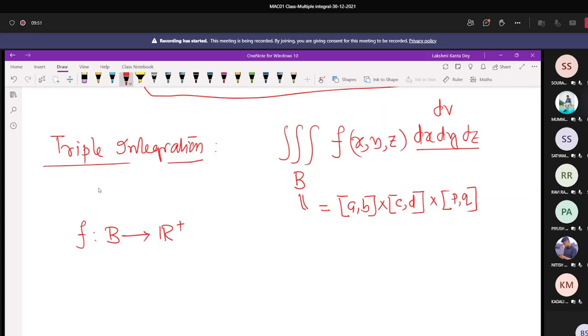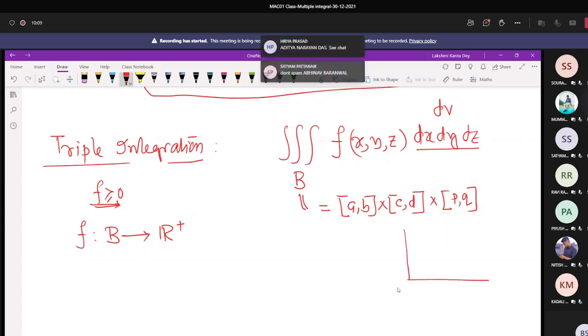Initially, I denote the function to be non-negative. So that is why R plus is sometimes regarded as non-negative reals, right? So any function, its domain of definition is a rectangular box, right? Or rectangular parallelepiped, whatever you can say. So what is this? I think all of you understand.